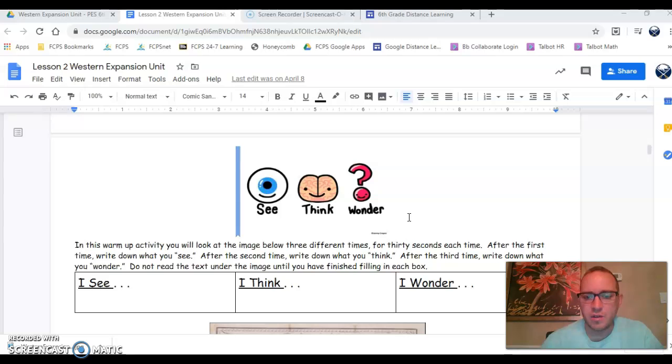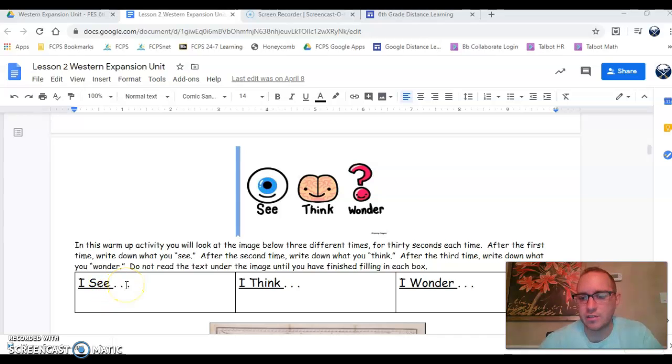For the See, Think, Wonder activity, you're going to be shown a map, an image, and you want to maybe have a timer handy, but you want to spend 30 seconds just looking at the map or image, and you're going to type what you see in this box. Try to be as detailed. Sometimes students like to make a list of things they see.